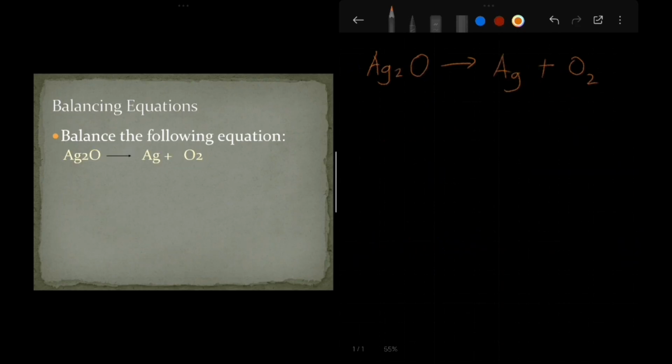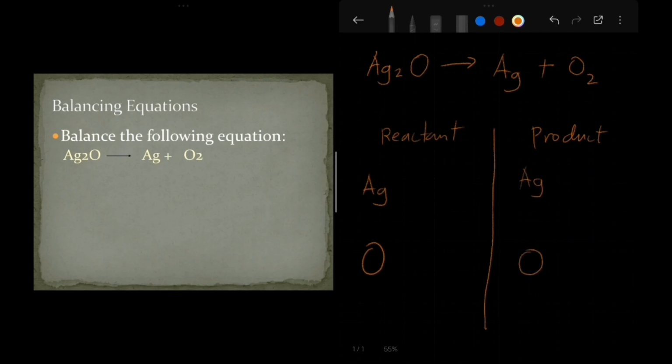Now, we will go using the ladder technique. So, labeling reactant, product, we write here the silver, oxygen, silver, and then oxygen. So the atoms here in the silver is 2. The oxygen, the atoms is 1. On the other side, we have 1, and then we have 2.